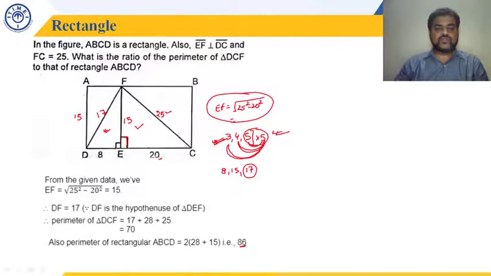Okay. So perimeter of triangle DCF, perimeter of rectangle ABCD. What is the ratio of these two perimeters? The required ratio is 70 is to 86. When you divide both of them by 2, you will get 35 is to 43. So the answer is 35 is to 43. Fine. I hope this is clear.